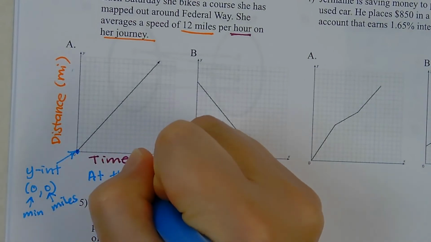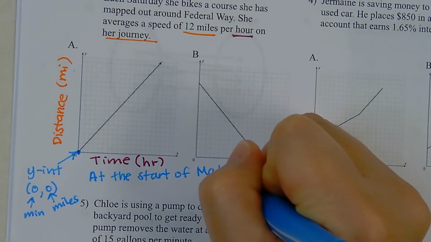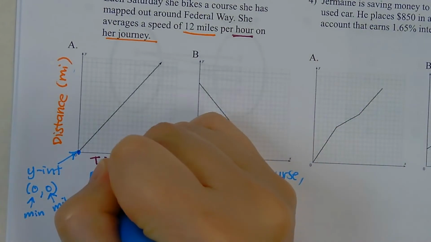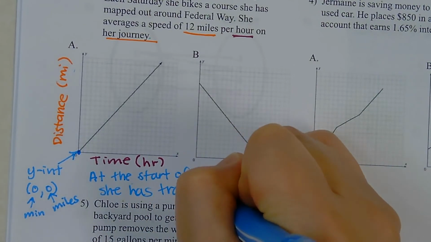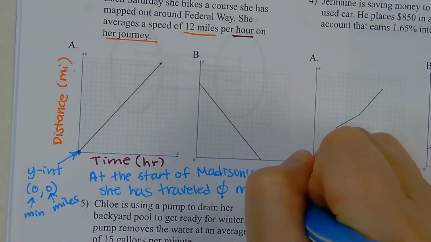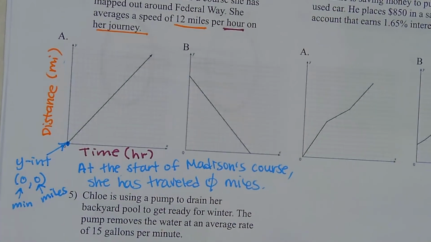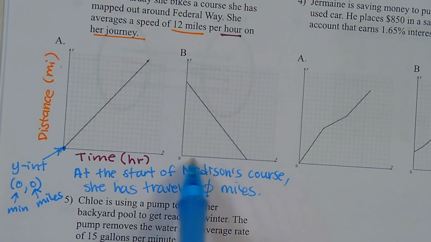So at the start of Madison's course, she has traveled, or biked, if you want to say, 0 miles. Which makes sense, because if no time has passed, this is the very beginning. If somebody stops her at the very beginning before she goes, how much has she traveled? She has not traveled any miles. It's just 0. All right, so that's how that goes. This is the interpretation of that. So make sure you're writing down the point, and then you're writing down the explanation.